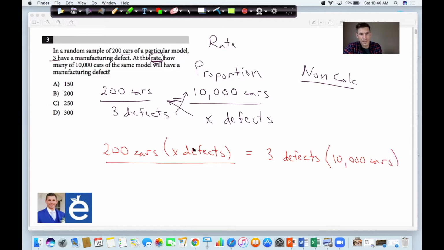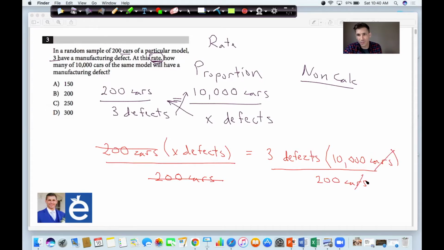Okay. And what I want to do here is get X defects by itself. So I would divide both sides by 200 cars. I was going to do it in a faster step, but I didn't know if you guys would be comfortable with that. So here we are. Now we have 200 cars divided by 200 cars. Over here, I have to also divide by 200 cars. Because I'm doing this, notice what happens here.